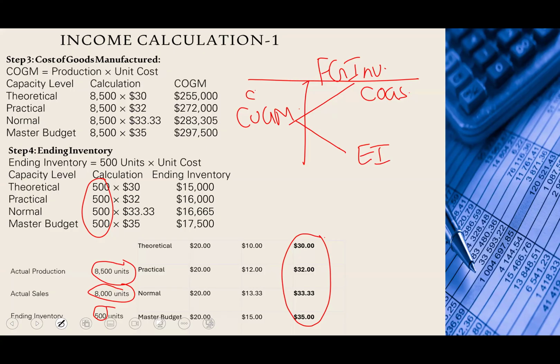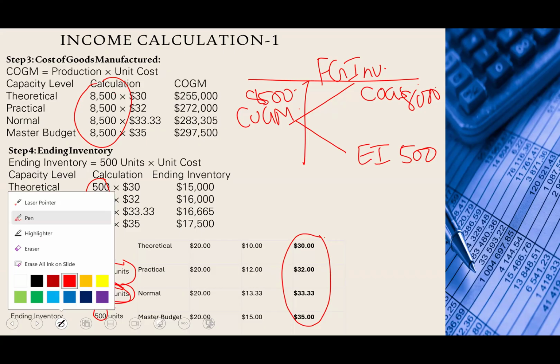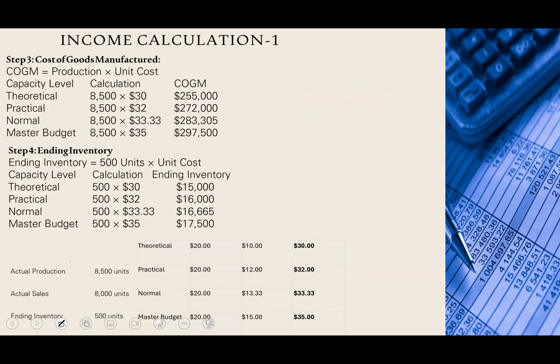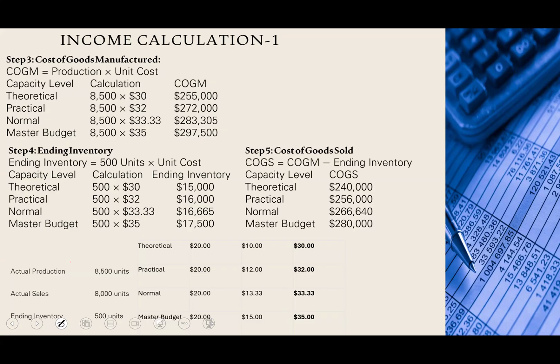So we have 8,500 units in cost of goods manufactured right here, right? Out of which 500 are still in my ending inventory, which means 8,000 units are in my cost of goods sold, right? That's what I'm given in actual sales. So now I need to calculate the value of cost of goods sold. Remember, I am heading towards making an income statement, absorption costing type. In order to make an income statement, I need cost of goods sold. So that's my third step.